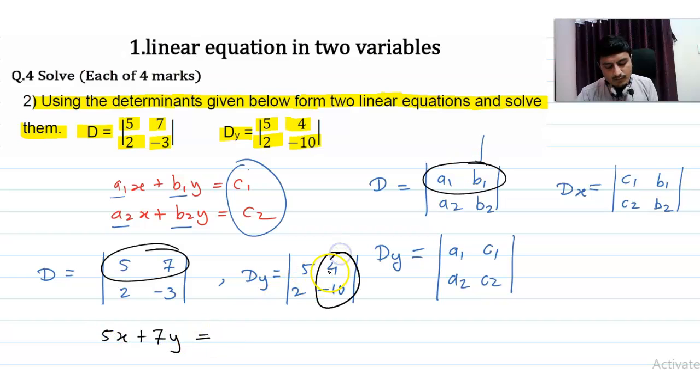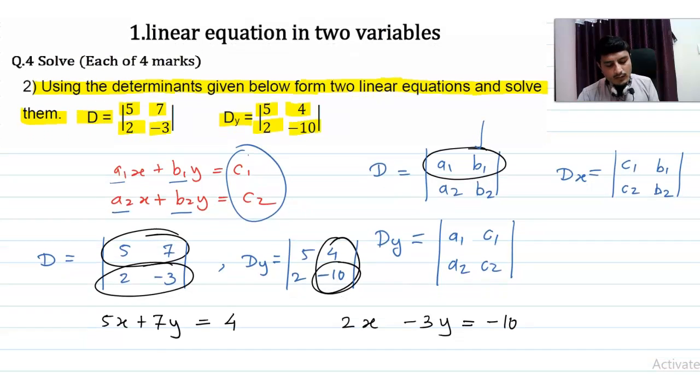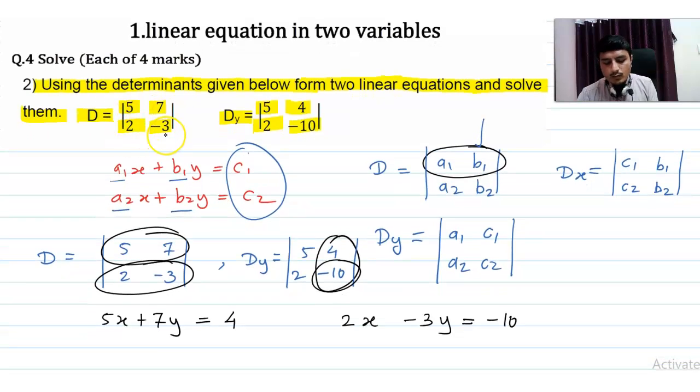That means in equation 1 the constant c1 becomes 4, while in equation 2 the x and y coefficients we have are 2 and minus 3, that means we are getting 2x minus 3y, which are the values of a2 and b2, and that equals c2. c2 is nothing but minus 10. So we have the simultaneous linear equations in two variables whose D value is 5, 7, 2, minus 3 and Dy value is 5, 4, 2, minus 10. I am calling them equation 1 and equation 2.